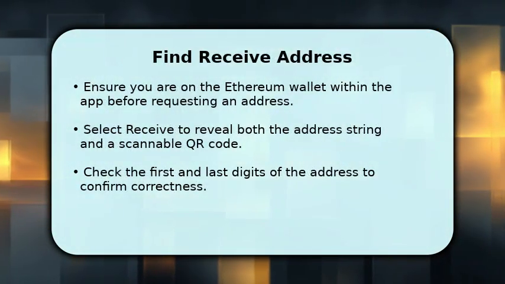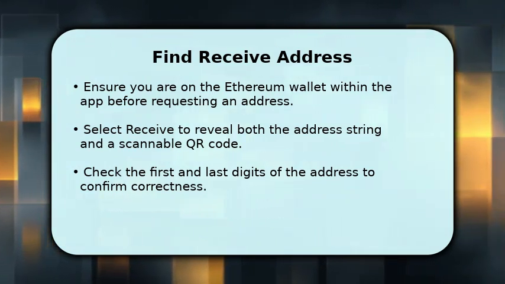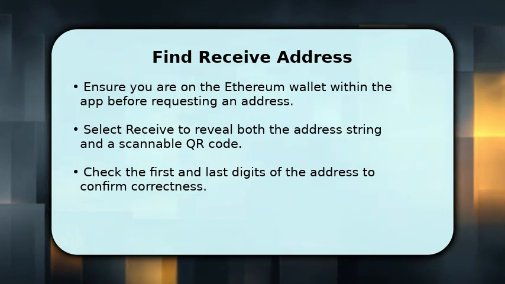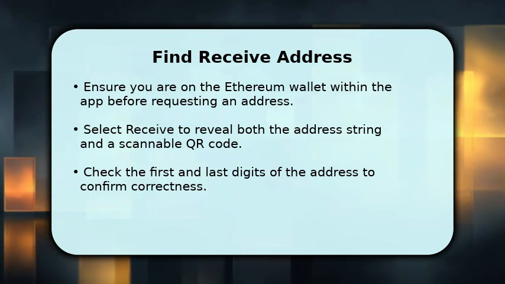Open the Ethereum wallet section, then tap receive to display your ETH address and a QR code for convenience. Copy the address using the copy button, or allow another device to scan the QR code to avoid typing errors.